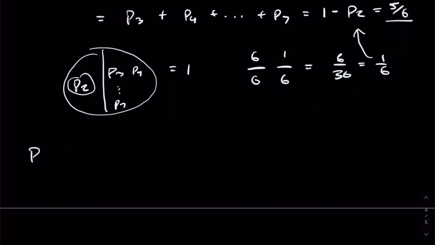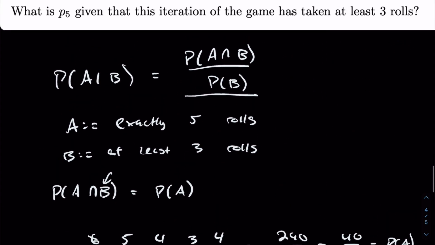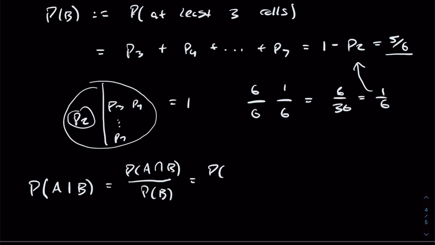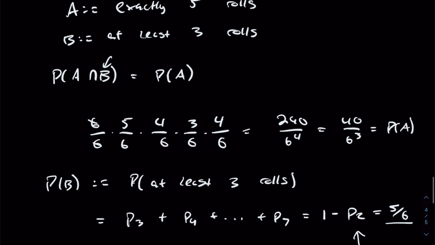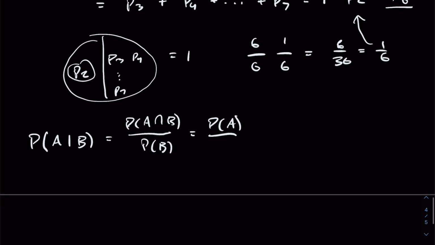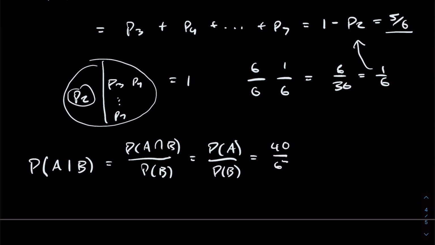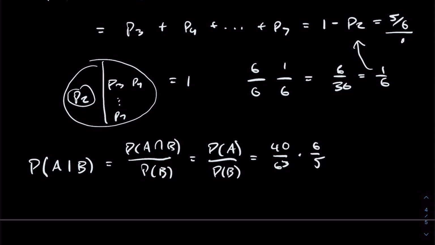So now we'll use Bayes' rule. We're going to go all the way back up to the top and use this expression right here. Probability of A given B is equal to the probability of A and B over probability of B. And this reduces down to probability of A, which we rationalized up here in this expression. Divided by probability of B is equal to, let's see, 40 over 6 cubed. And instead of dividing by this, I'm just going to multiply by the reciprocal times 6 over 5. This is probability of B right there.